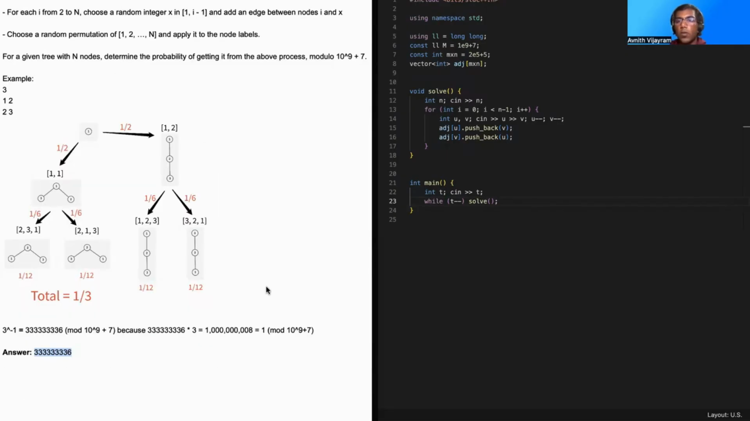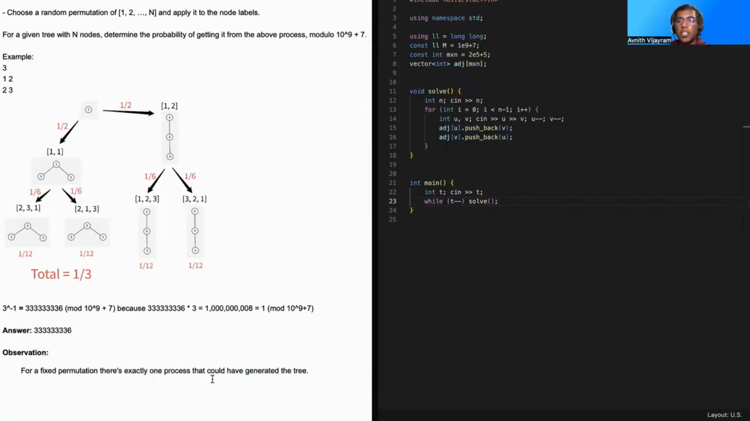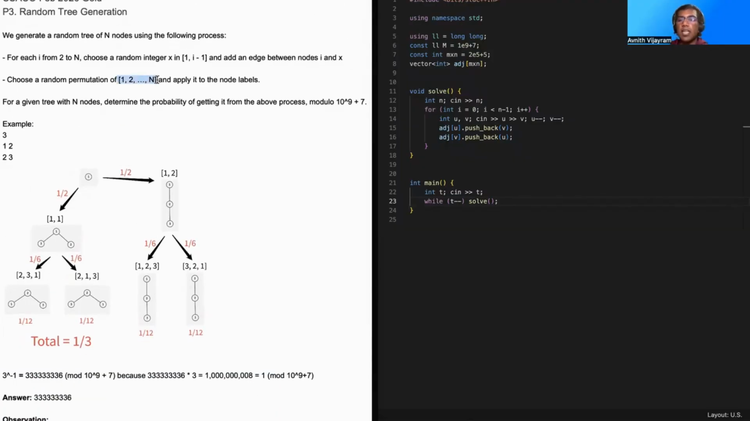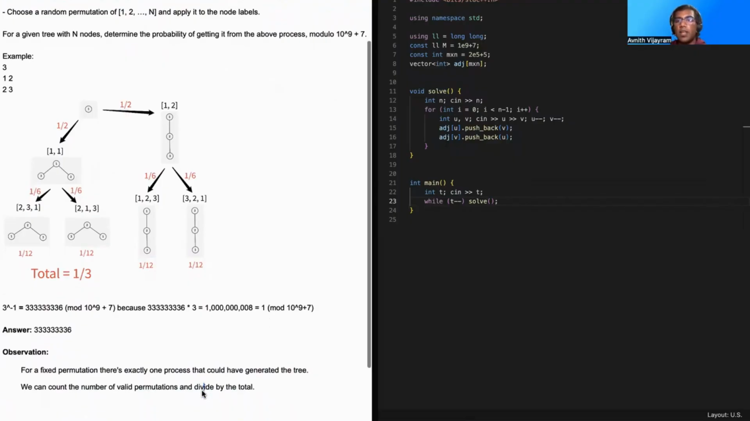Solving this problem requires a bit of combinatorics and math. The first observation we can make is that for a fixed permutation in the second step, there's exactly one way we could have generated the tree in the first step so that it matches the tree given in the input. So instead of counting the number of ways of generating the tree and then the number of permutations, we can instead count the number of valid permutations for which there is a process that could have generated this tree, and then divide by the total. That is, find the number of permutations for which the tree before the permutation is a valid tree that could have been generated by the process.